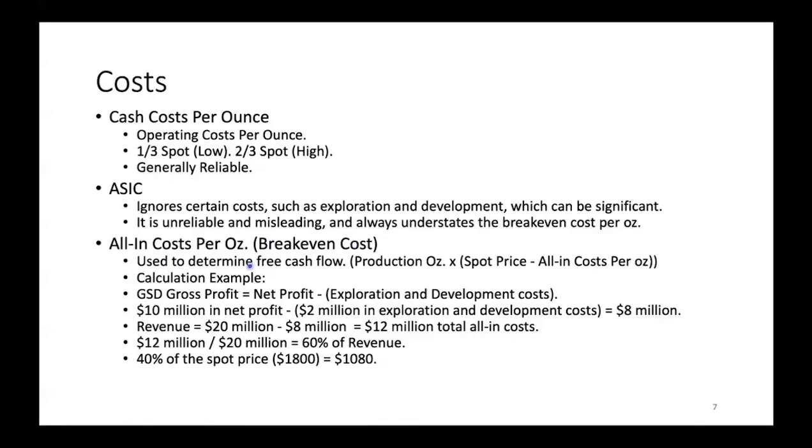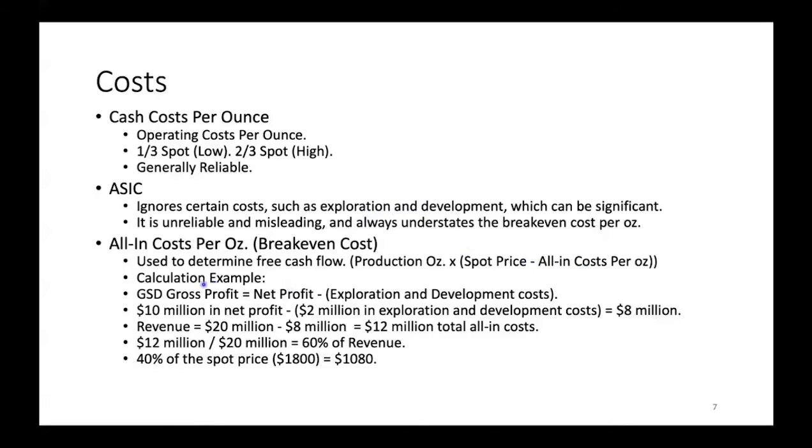This is what I use to determine the free cash flow. So you have production ounces times the spot price minus the all-in cost. That's going to be the free cash flow if you have a correct all-in cost. Again, this is free cash flow, so that means the all-in cost includes taxes. It includes everything.